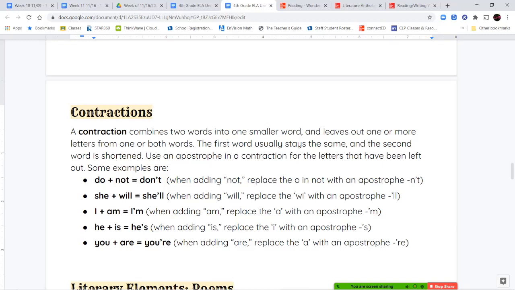Now, when you're adding the word are to a word, like you are or they are, you take the A out of the word are and you replace that A with the apostrophe. So it becomes apostrophe R-E that you're sticking on to the end of that first word. So you are becomes you're, they are becomes they're, and so on. So the rules over here in parentheses on the far right will tell you exactly what you're going to be adding to the end of your first word when you're creating a contraction with these words.